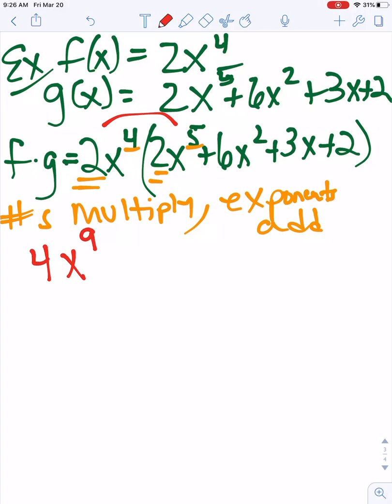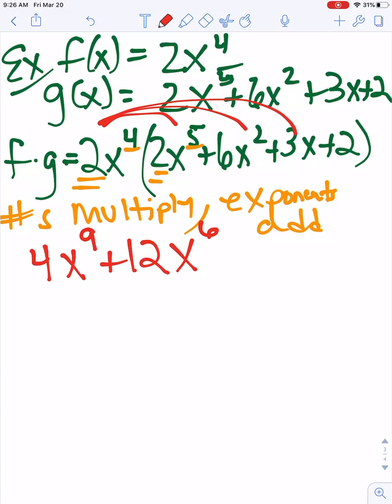Then we have 2x to the 4th times 6x squared. So 2 times 6 is 12. X to the 4 times x squared gets me x to the 4 plus 2. 4 plus 2 is 6. All right, so that was that term.